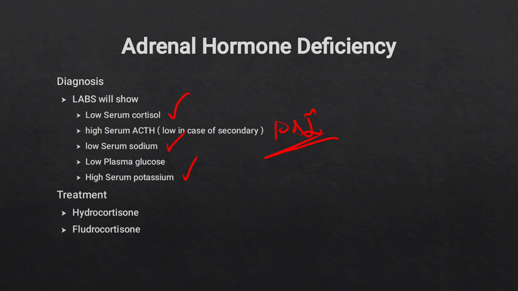How you treat it? You give the replacement for cortisol, which is hydrocortisone. It's better than dexamethasone because this is equal to the normal body cortisol. Okay, and you will give fludrocortisone, that is the analog for aldosterone. Yep. So never forget this.